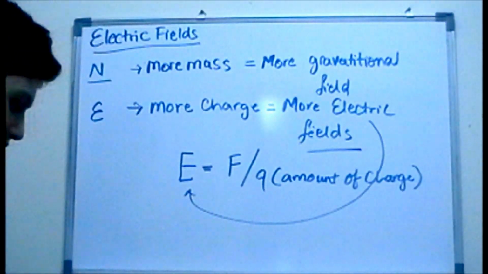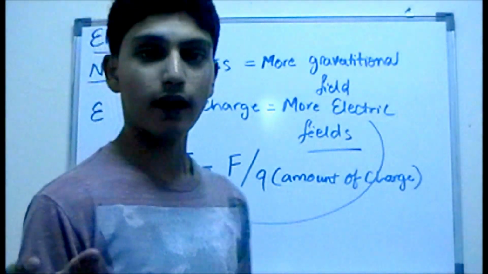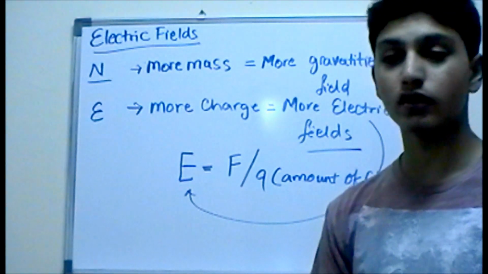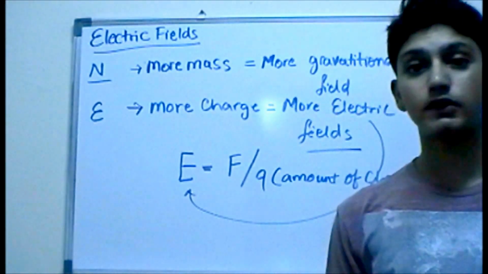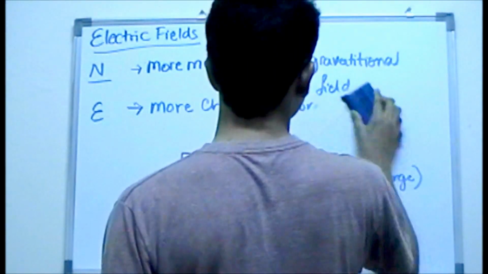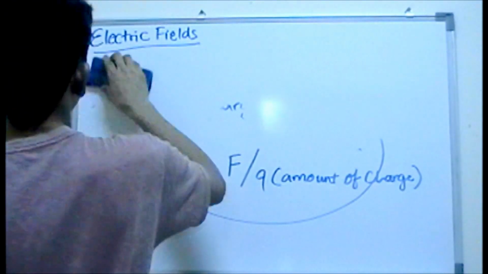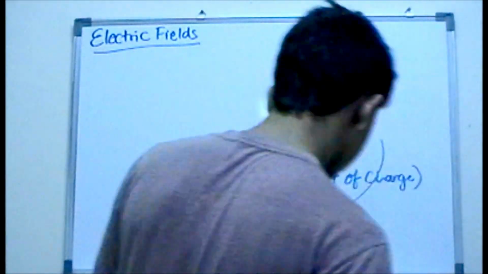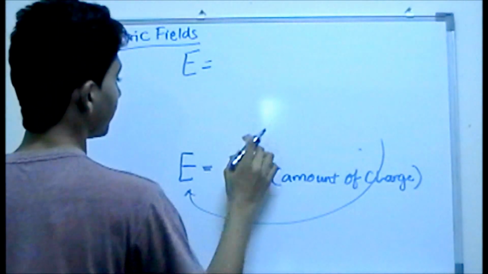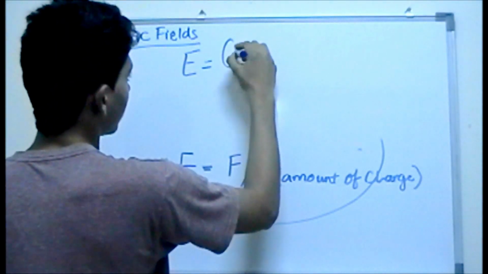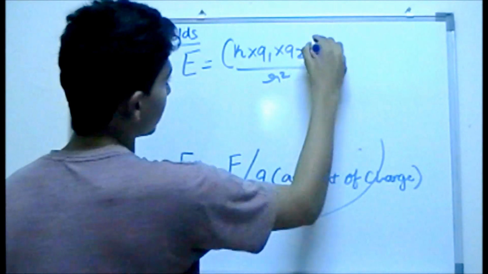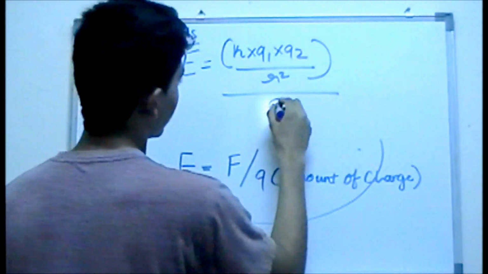Now we can actually make changes in this equation by saying that the force, which we said is equal to K times Q1 times Q2 divided by the radius squared. Let me just erase this and make changes to this equation. E, which is the electric field, we can replace force with that, and that divided by the amount of charge.